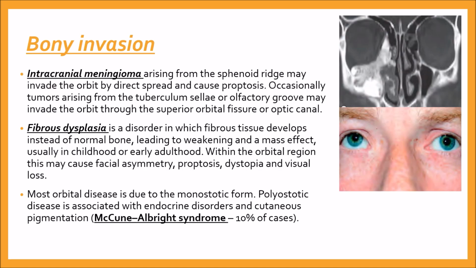Now, another modality is the bony invasion, which occurs in cases of intracranial meningiomas arising from the sphenoid ridge and may invade the orbit by direct spread and cause proptosis. Occasionally, tumors arising from the tuberculum sellae or olfactory groove may invade the orbit through the superior orbital fissure or the optic canal.